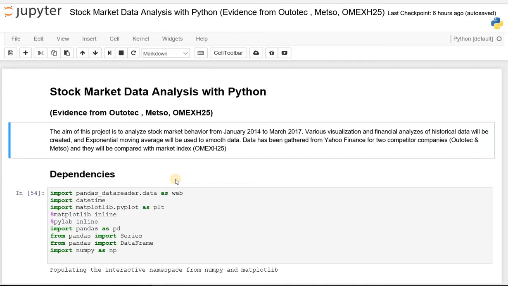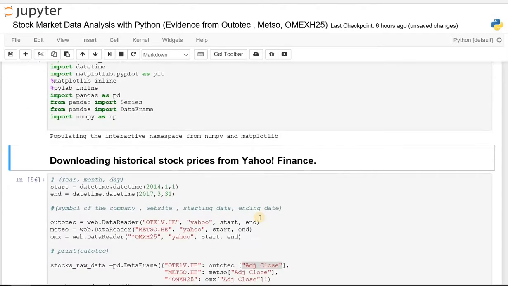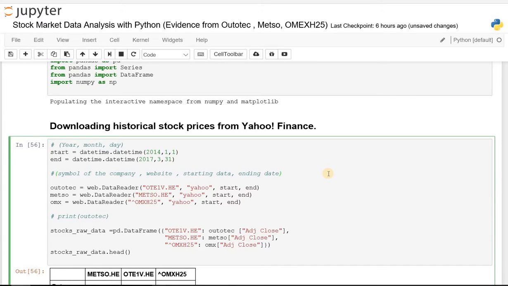Now I'm going to show all my code. First of all, I'm importing all my dependencies in here. Then I'm going to download the data from Yahoo Finance. I get the data for two competitor companies, Outotec and Metso. I also get the data for my market index, in this case, OMXH25.